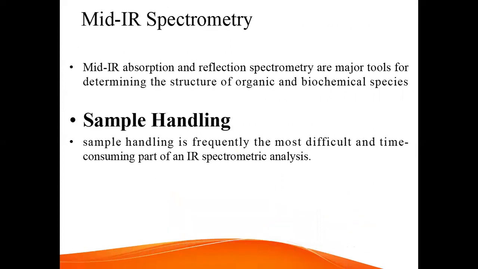Mid-IR spectrometry. Mid-IR absorption and reflection spectrometry are major tools for determining the structure of organic and biochemical species. In mid-IR spectrometry, there are different kinds of sample handling techniques which we use. Sample handling is frequently the most difficult and time-consuming part of an IR spectrometric analysis.